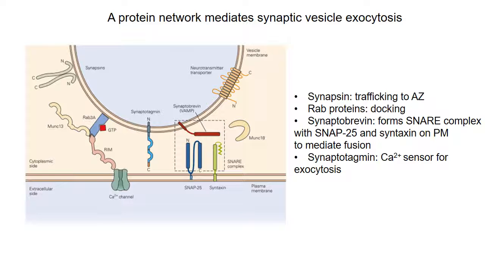And then we have Rab proteins on the synaptic vesicles, which are thought to be important in vesicle docking and priming. They interact with the components of the active zone that we're going to talk about in a second, RIM protein and MUNC13. And then we have synapsins, which have been shown by Paul Greengard to play a role in recruiting vesicles to be delivered at the active zone.